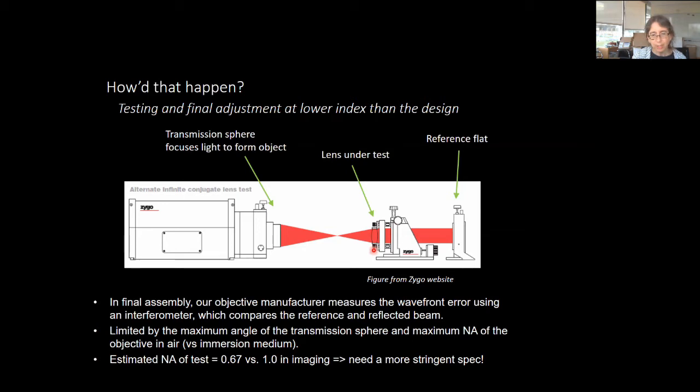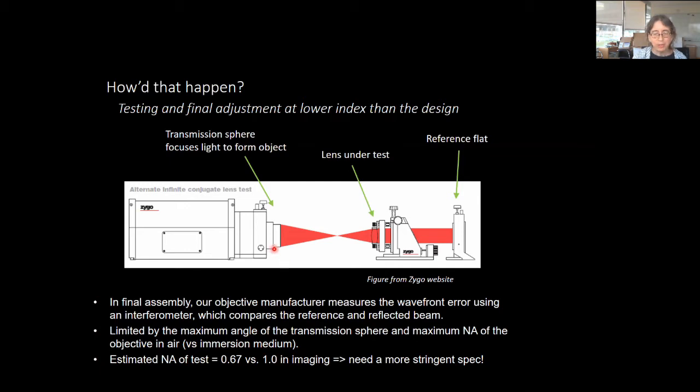But the problem is this is all in air, which has an index of 1. And so the effective NA of this setup, as they had it at the time, was only about 0.67. And of course, my imaging is close to 1.0. That's where we had spec'd the objective. And the difference in NA there is just mostly due to the difference in index of the imaging medium.